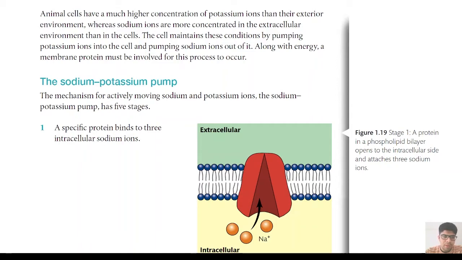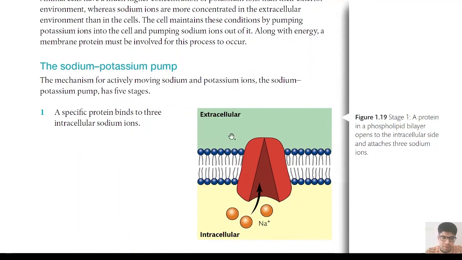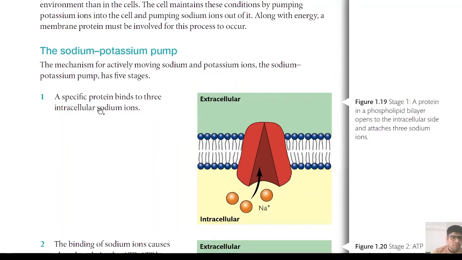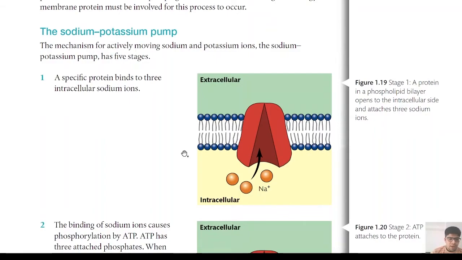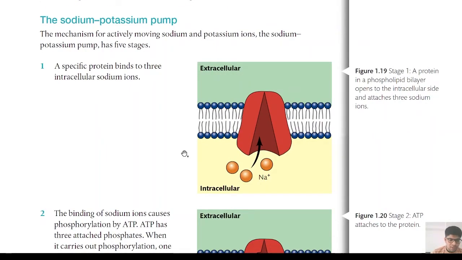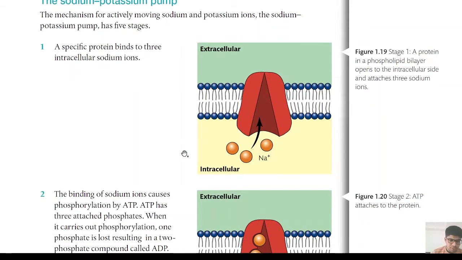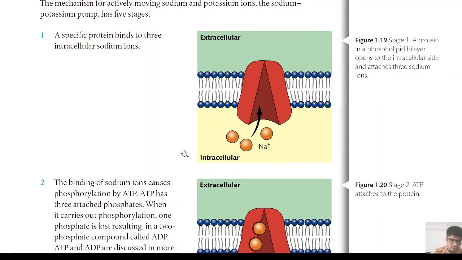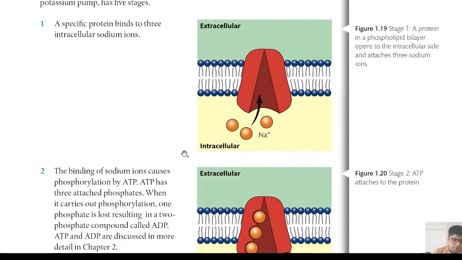The sodium potassium pump has 5 stages, and this is the figure showing the pump. A protein in the phospholipid bilayer opens to the intracellular side and attaches 3 sodium ions. So a specific protein binds to the 3 intracellular sodium ions, and the binding of sodium ions causes phosphorylation by ATP. ATP has 3 attached phosphates. When it carries out phosphorylation, one phosphate is lost, resulting in a 2-phosphate compound called ADP. ATP and ADP are discussed in more detail in chapter 2.